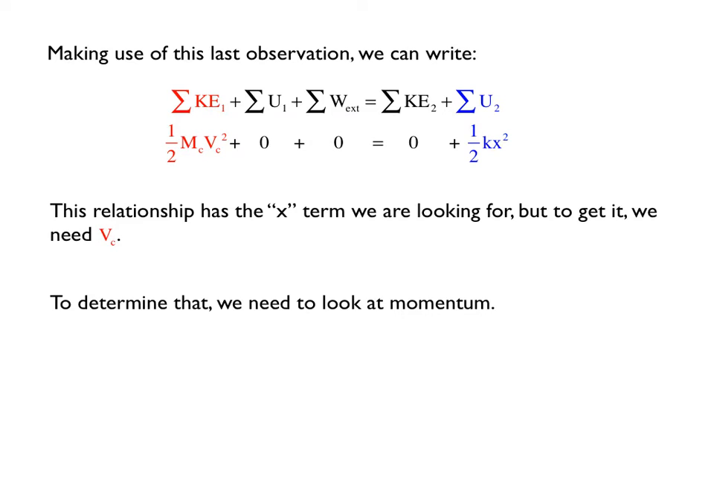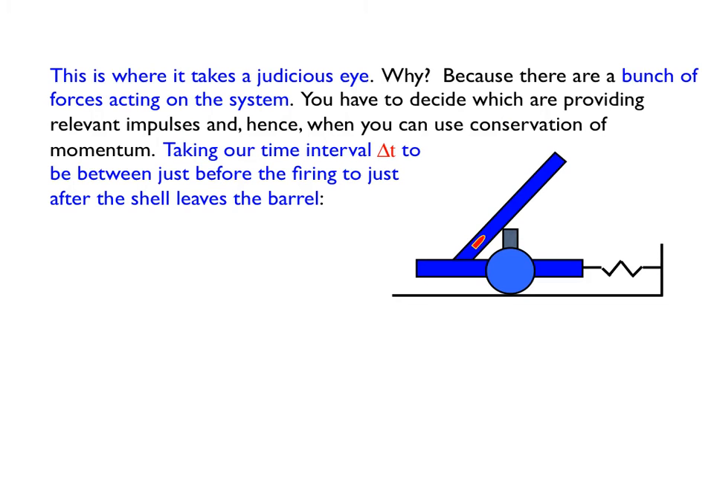To figure out what this velocity quantity is, we're going to have to take a look at momentum considerations. So this is where things could potentially get a little confusing. To begin with, you have to figure out what time interval you want to take a look at. I'm going to take a look at the time interval delta t that goes from just before the shell is fired until it has just left the cannon.